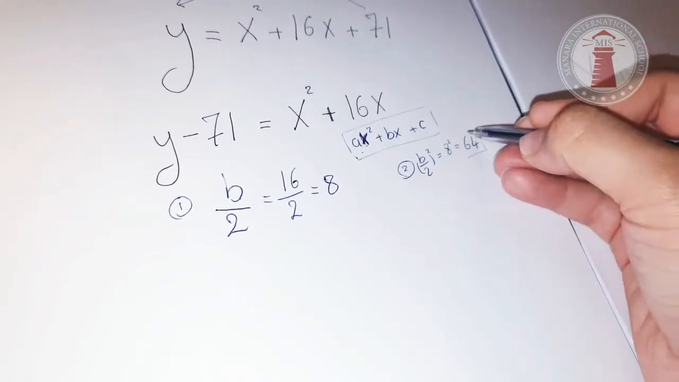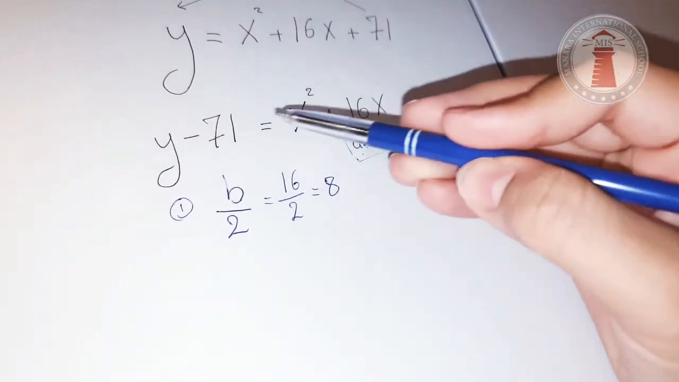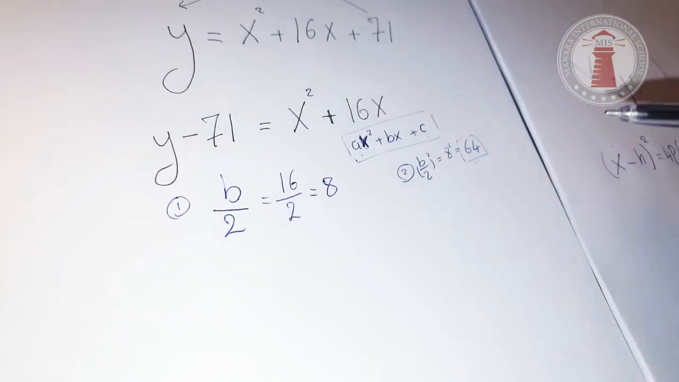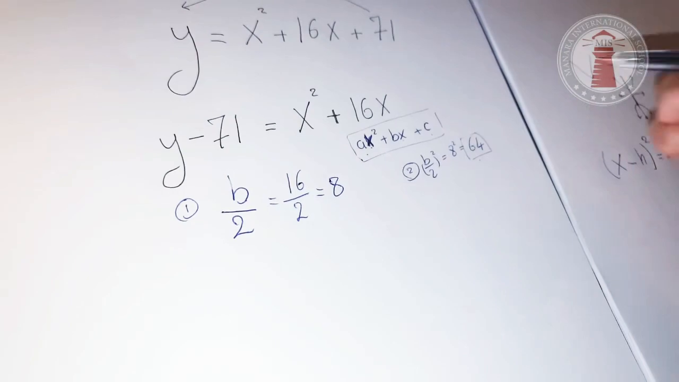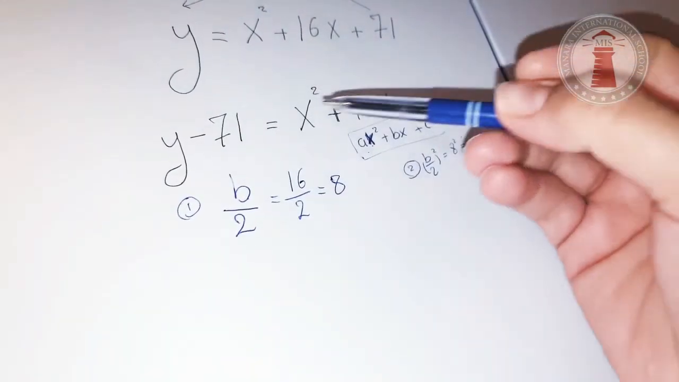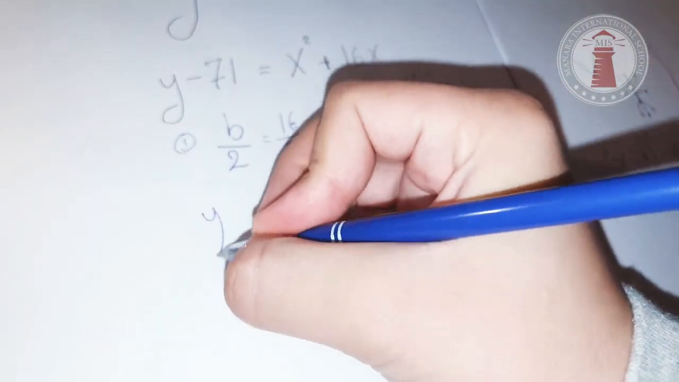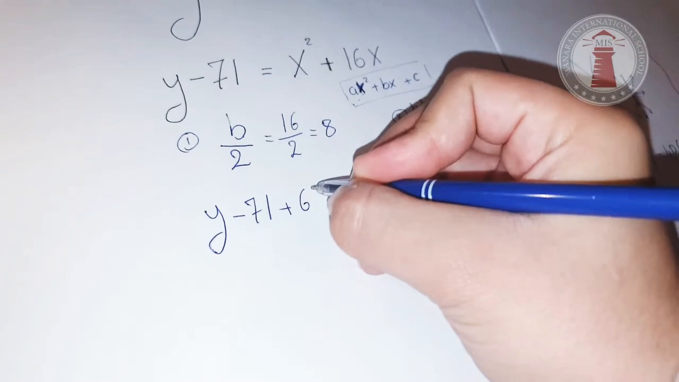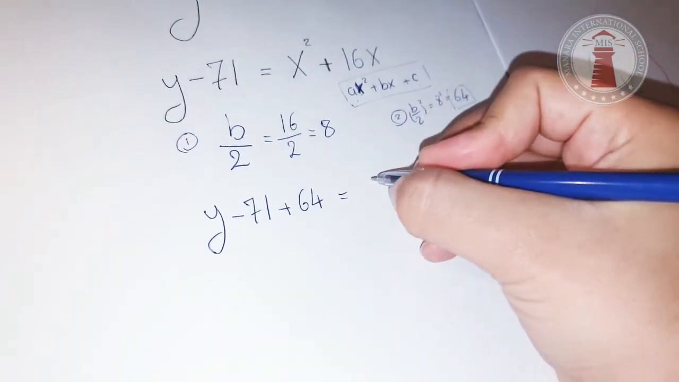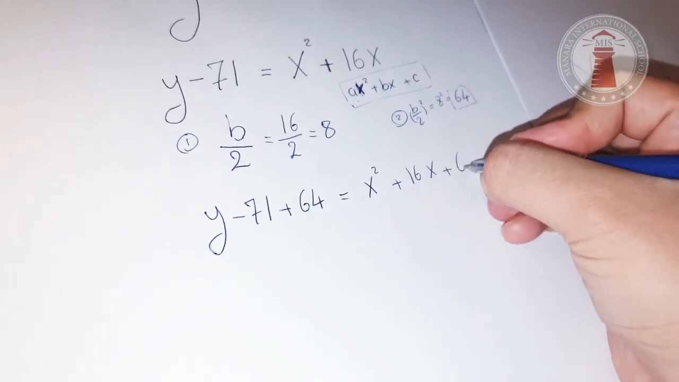Now, do you see this number here? What we need to do to this number, we're going to add it to both sides of the equation. So basically, we're not changing the equation, we're just trying to make it easier for us to change it into the vertex form. Now, we just add the 64 to both sides of the equation, and then we will have y minus 71 plus 64. That's the first point. And then we have x squared plus 16x plus 64.